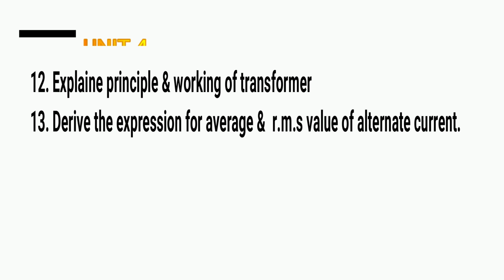Now go to unit 4. In unit 4, there are EMI and AC, these two chapters. From EMI, an important question is to explain the principle and working of a transformer. And from AC, derive the expression for the average and RMS value of alternating current. In unit 4, there are also many short notes and short questions that come in your 2 and 3 mark questions.